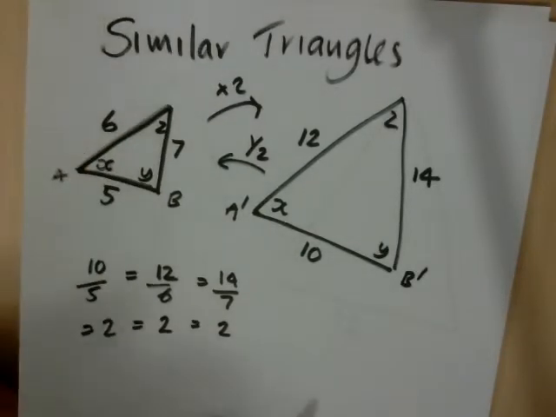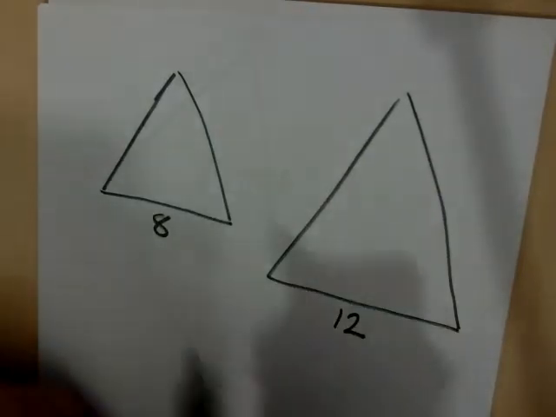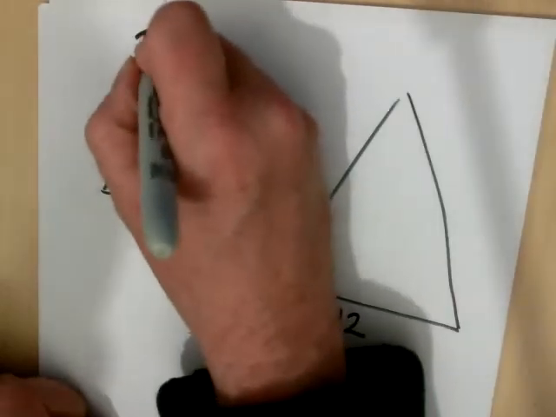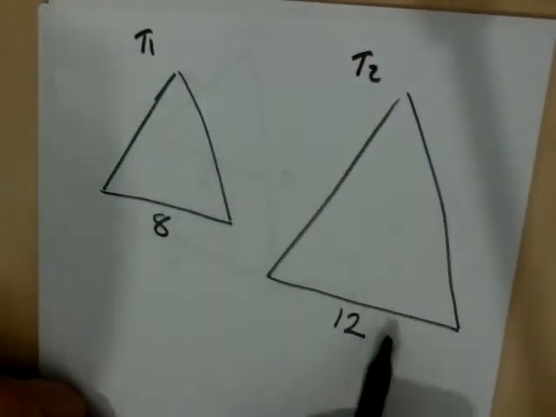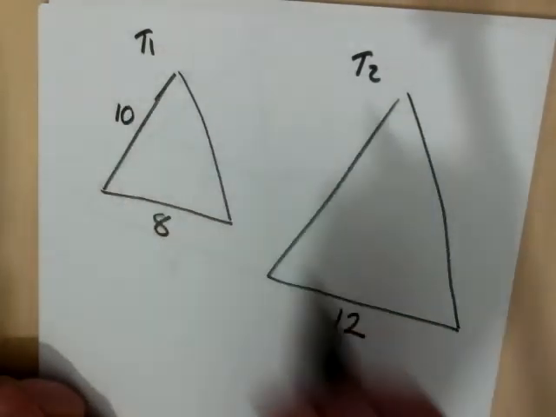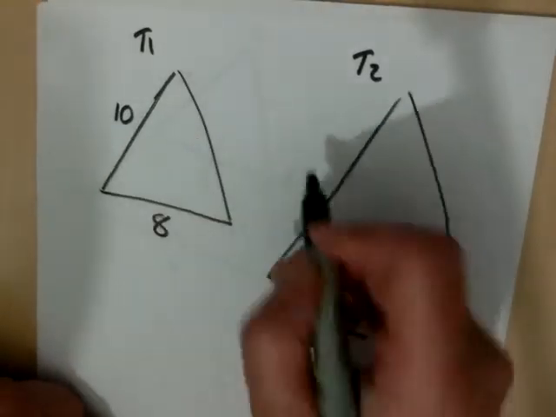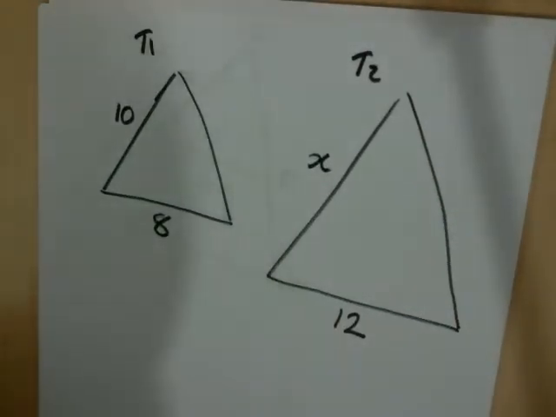So let's apply that then into a sort of typical GCSE question. So we're told that, let's call it triangle 1 and triangle 2, we're told that they're similar. We're given corresponding sides of 8 and 12, and then we're given a side length in T1 and asked to find the corresponding side length in the second triangle.